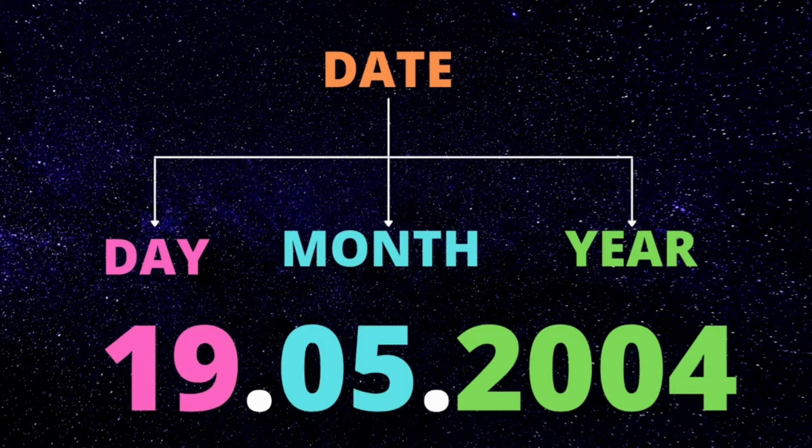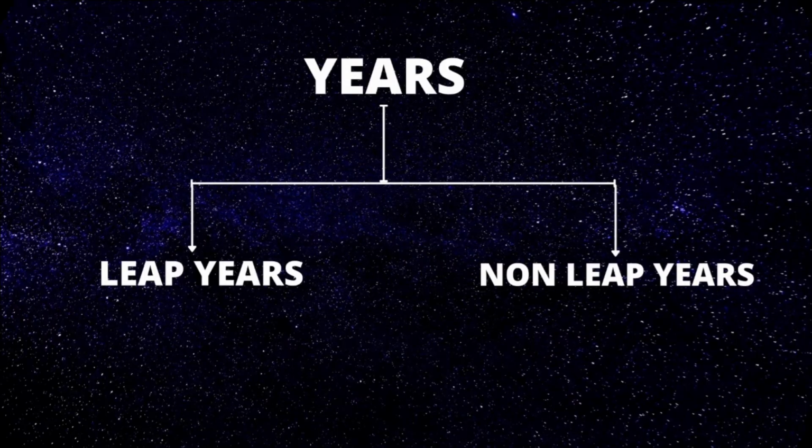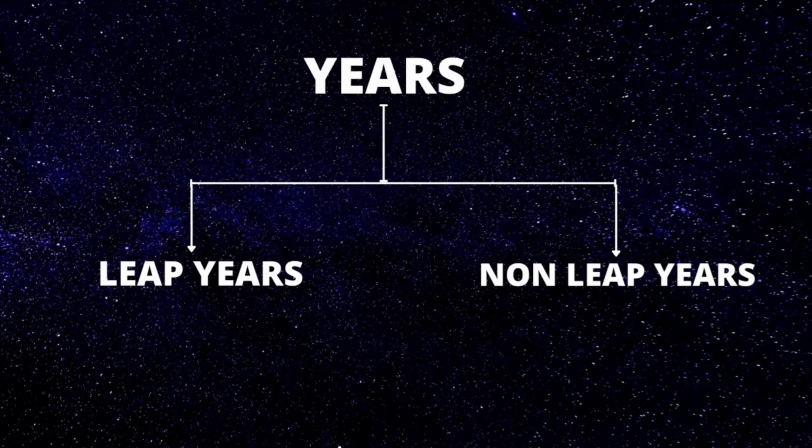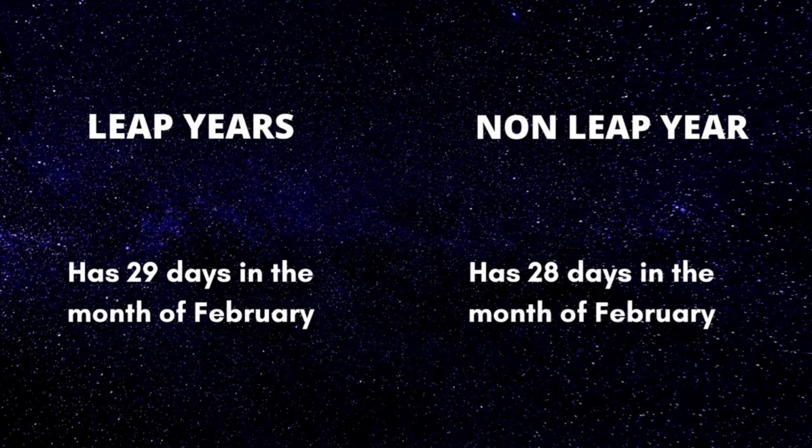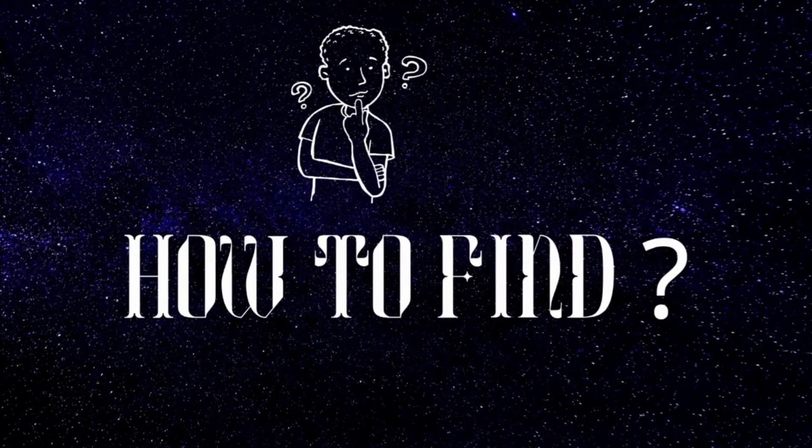So let's get started. Any date can be divided into three components: a day, a month, and a year. The year can either be a leap year or a non-leap year. Leap years are years that have 29 days in the month of February, and non-leap years are years that have 28 days in the month of February. How to find whether a year is a leap year or a non-leap year?